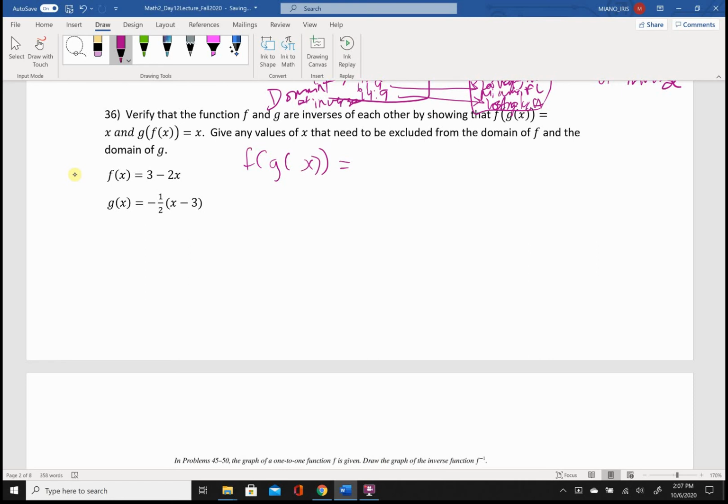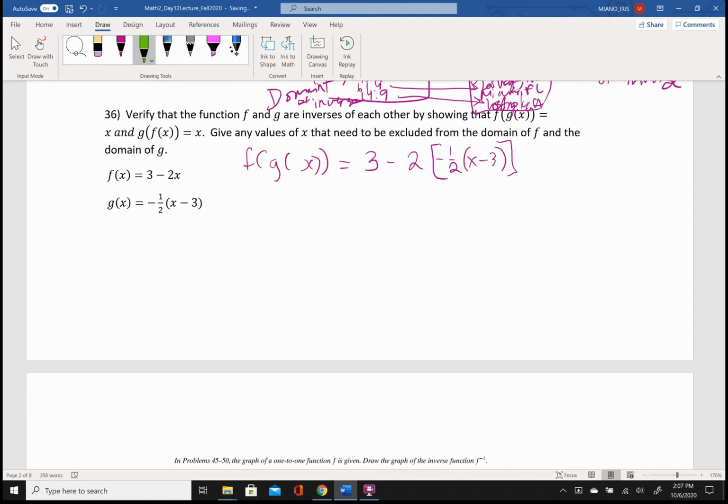All right, so first we'll have 3, because that's the f of x, minus 2 times the input. Now the input is no longer just an x, like it is here with f of x. The input is now g of x. So put the entirety of g of x inside of these brackets here, which is 1/2 times the quantity x minus 3.